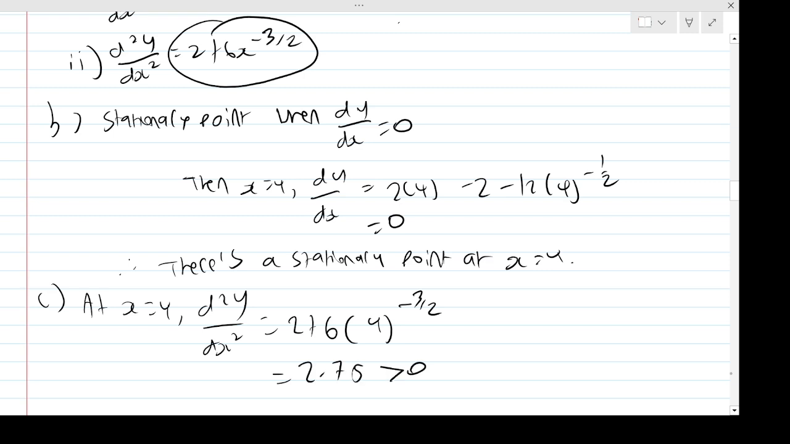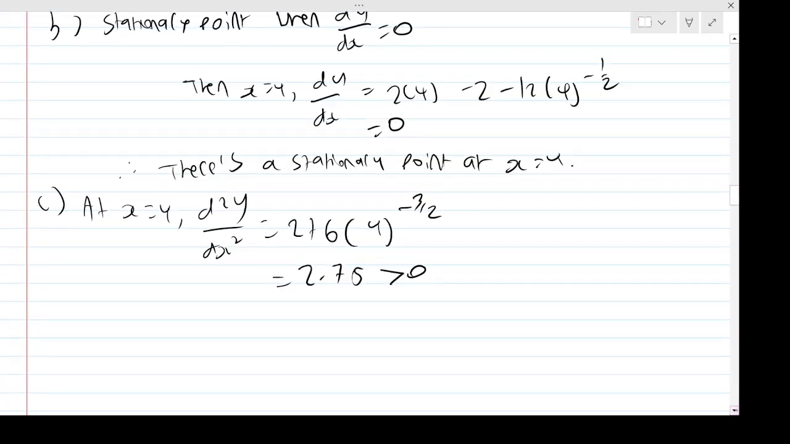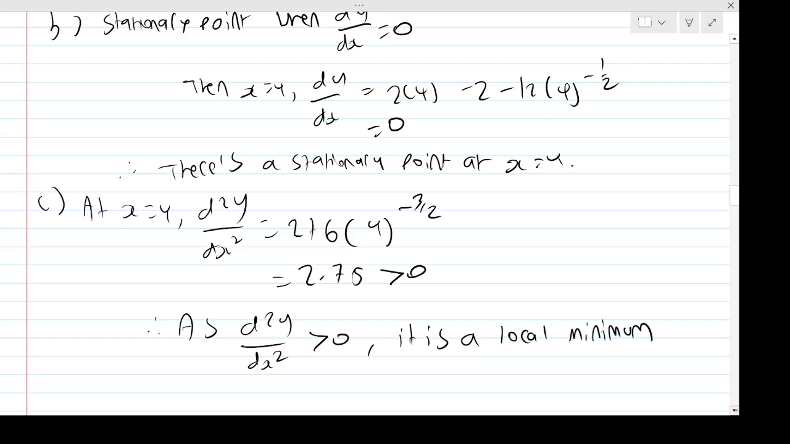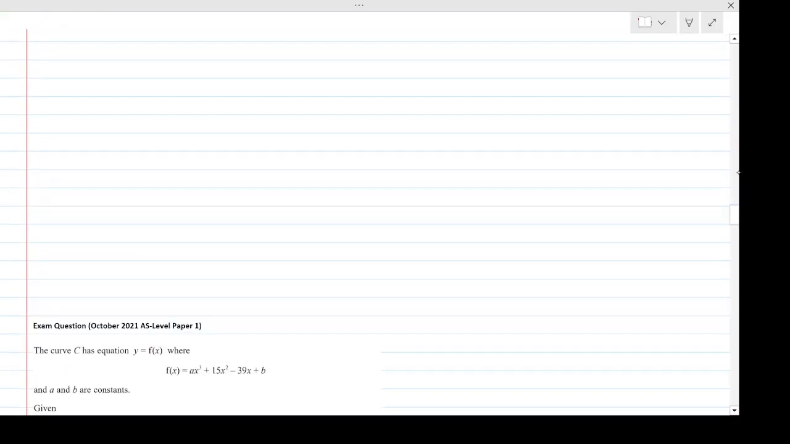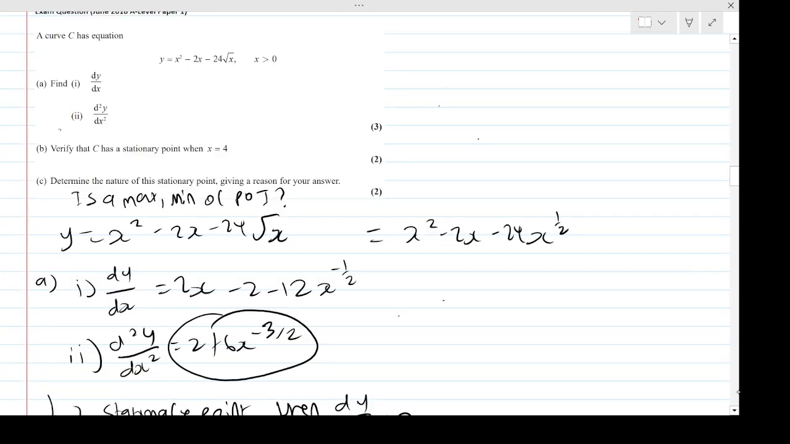And that's positive. So you need to remember, if the second derivative is positive, it has to be a minimum. So as d squared y dx squared is positive, it is a local minimum. Okay, that's it. I think this question summarises what we've done quite nicely, quite succinctly. But yeah, there we are.